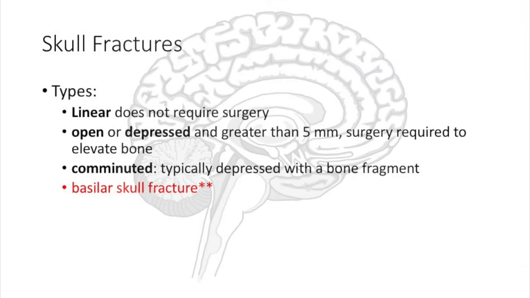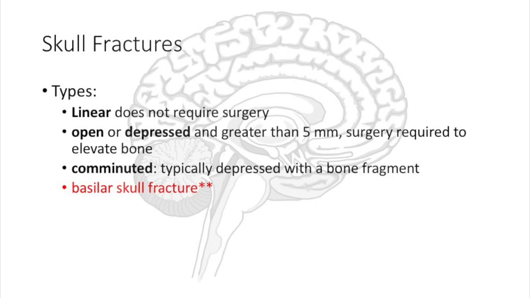Skull fractures are typically the easier portion of the CCRN test, so we'll go over those. The most important one to remember is the basilar skull fracture, and again, what is that associated with as far as cranial nerves? It's cranial nerve number 1 we want to be able to monitor or assess for. The types of skull fractures include linear, open or depressed, comminuted, or the basilar skull fracture. The linear does not typically require surgery, and for the test, open or depressed skull fractures greater than 5 millimeters require surgery. So if you have a 6 millimeter depressed fracture, you're going to have surgery.